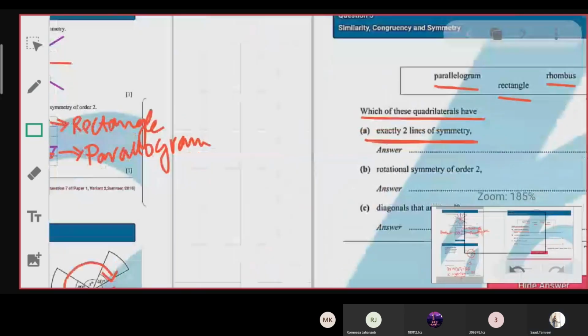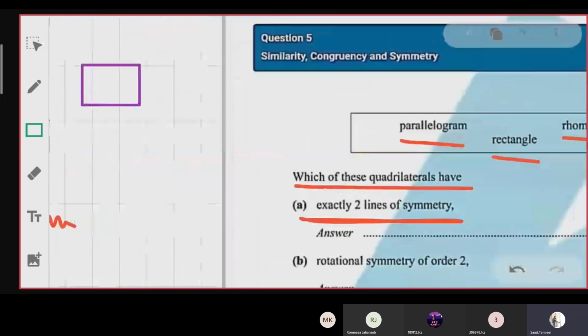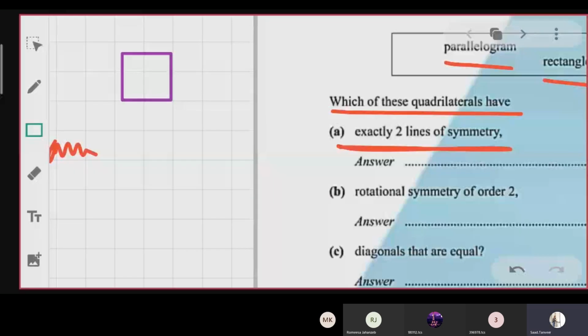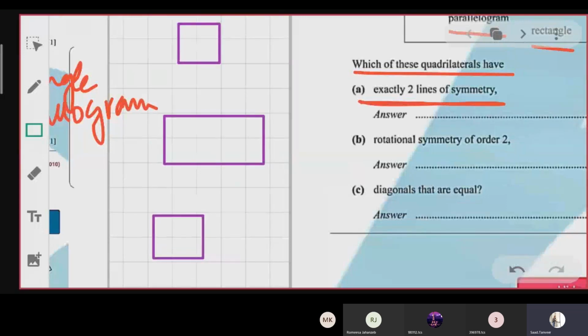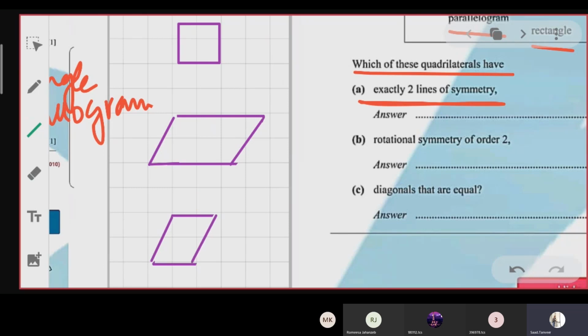Just a moment. Let's understand one thing clearly. This is your rectangle, this is your square, this is your parallelogram, and this is your rhombus. Just a moment, let me complete the following shapes. If we connect this with this one, then this with this one, and this with this one.